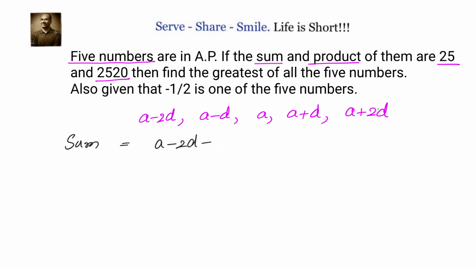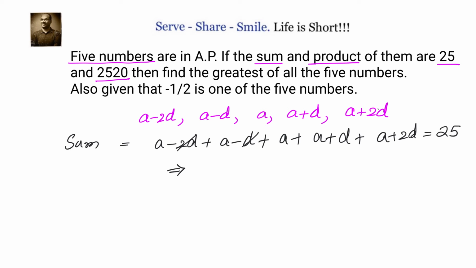Let us calculate the sum. When we add them, we get a minus 2d plus a minus d plus a plus a plus d plus a plus 2d. All d terms will cancel. We will have 5a. 5a equals 25. That means a equals 5. Now once we calculate the sum, let's calculate the product and see what happens.